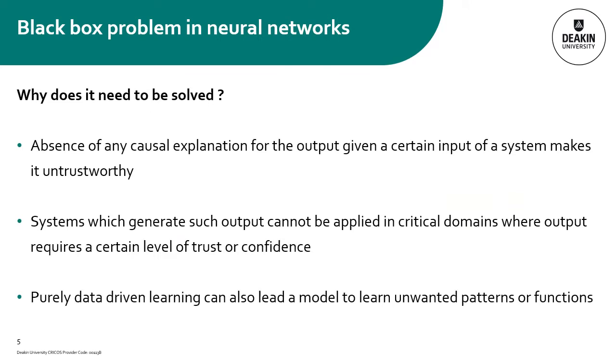The black box problem in neural networks needs to be solved mainly because the absence of any causal explanation for the output given a certain input makes the system untrustworthy. If the system becomes untrustworthy, it cannot be used in critical sectors such as healthcare and power systems, where there is a very low tolerance for failure. Also, purely data-driven learning can sometimes lead a model to learn some unwanted patterns or functions.